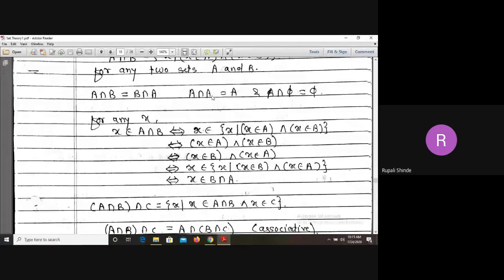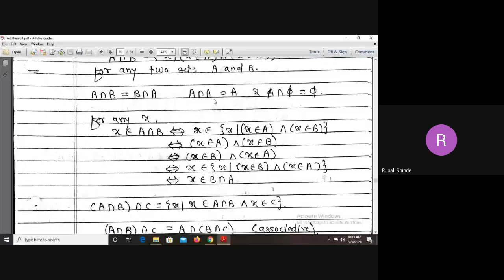So again, X belongs to A intersection A means what? X belongs to A and X belongs to A. This means X belongs to A only. So now our LHS is X belongs to A and RHS is again X belongs to A. So from both sides we can cancel X belongs to. So what is remaining? A intersection A is equal to A.